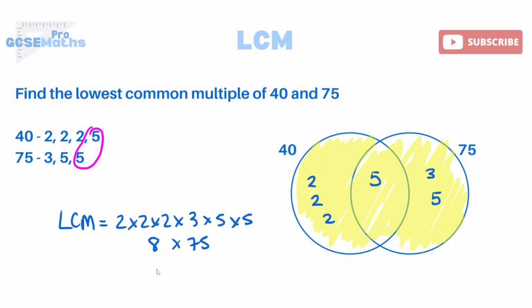So 8 times 75. I guess this one is more likely to be a calculator one because it's a bit longer. But that should give me 600. So you can see 600 is quite a big number. Imagine having to write out all of the 40 times tables up to 600 and all of the 75 times tables up to 600. Personally, I would rather not do that, especially if it's a non-calculator paper. And doing the Venn diagram method also means that you'll definitely get your working out marks as well. So the lowest common multiple of 40 and 75 is 600.